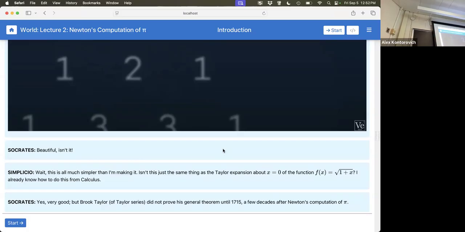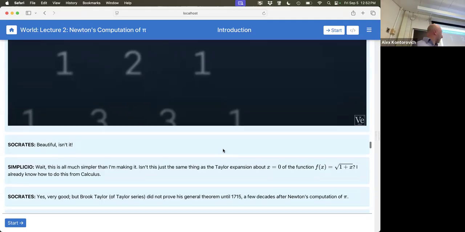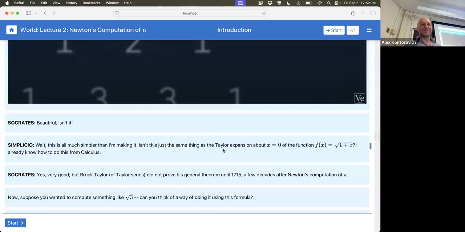If I take the function f of x equals square root of 1 plus x, I know how to do this from calculus. You just take the Taylor series expansion, and you get exactly this series that we were looking at. And Socrates says, yes, very good. Unfortunately, Brook Taylor of Taylor series proved this in 1715, and we're talking about 1666. So yes, later Newton's binomial theorem becomes subsumed as part of Taylor series, but that's chronological.